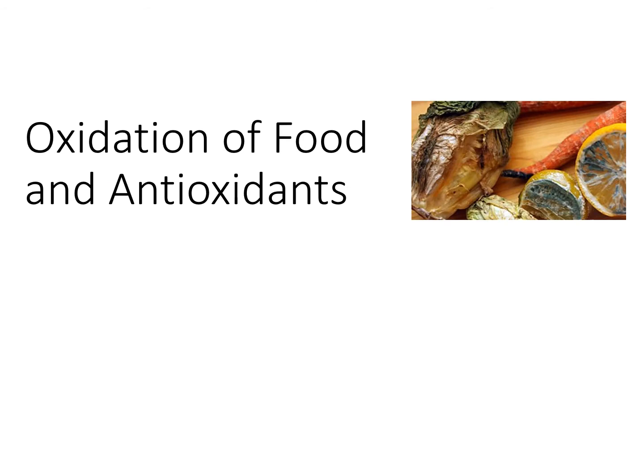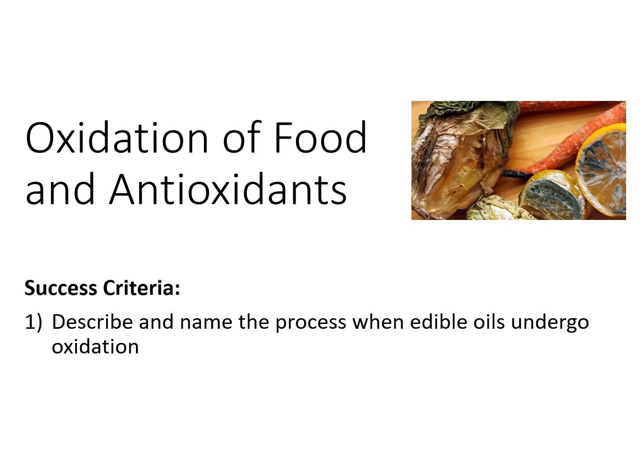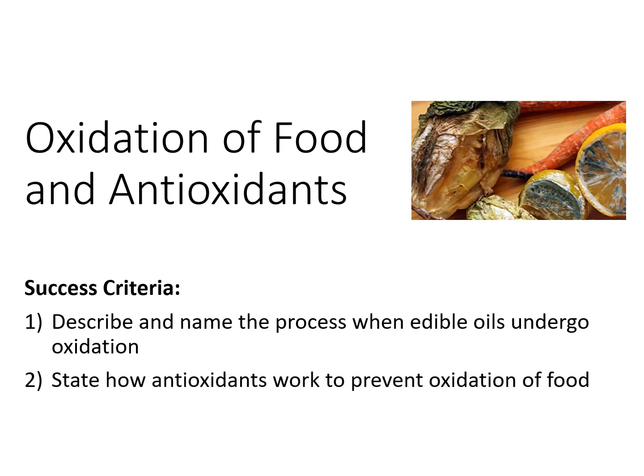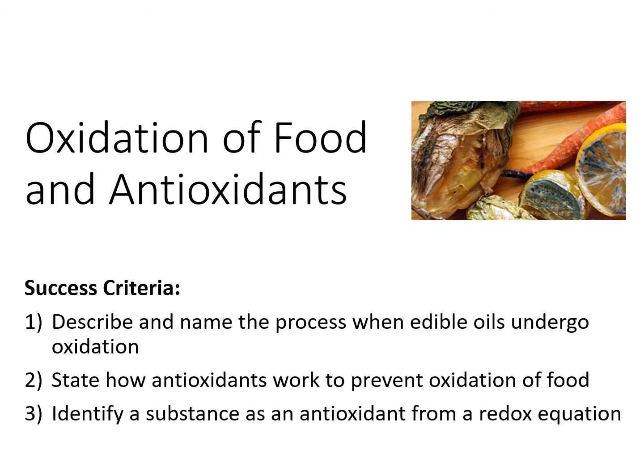Okay, here we go. It's not going to be a particularly long one, this, but let's get started. So our success criteria are: number 1, can you describe and name the process when edible oils undergo oxidation? Number 2, can you state how antioxidants work to prevent the oxidation of food? And number 3, can you identify a substance as an antioxidant from a redox equation? And then we've got some past paper questions to help you out as well. Okay.